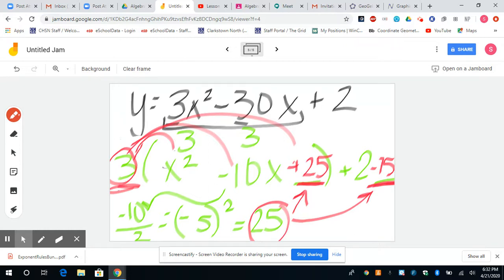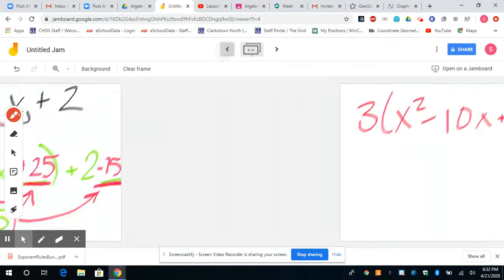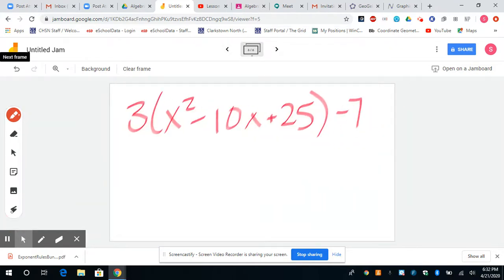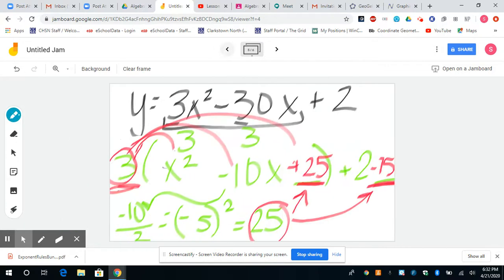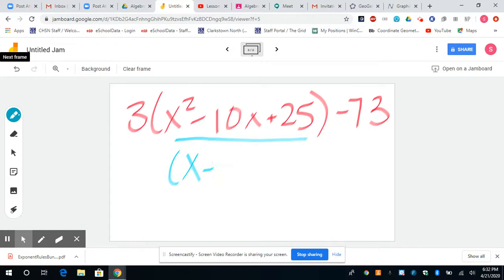All right, so now let me rewrite this so it looks a little neater. So we have 3 times x squared minus 10x plus 25. And I'm just going to simplify this. 2 minus 75 is minus 73. All right, remember we want to factor this trinomial. That's the whole point. And remember, it's always the number that you square. So this simplifies to x minus 5 squared.